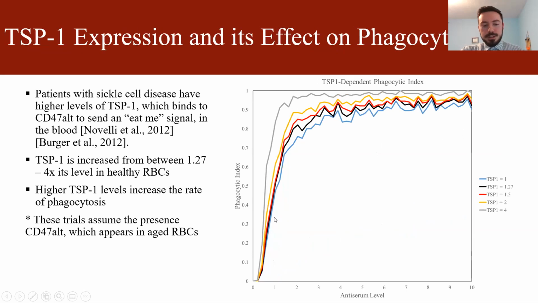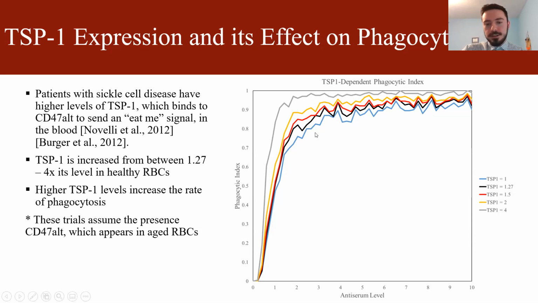And for TSP1 expression, as I said before, TSP1 is a protein that floats around in the blood, and normally it's released for wounds and for blood clotting. But in patients with sickle cell disease, they have higher levels of this protein, and it can be between 1.27 to 4 times the level of a healthy red blood cell. And higher TSP levels increase the rate of phagocytosis again, as it's varied from 1 to 4.